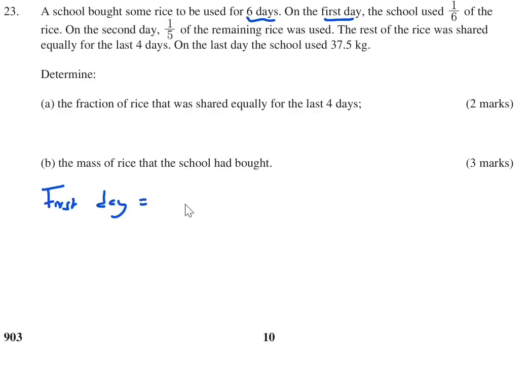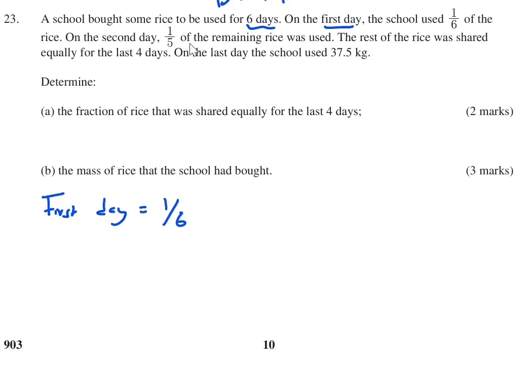First day, 1/6, and continue. On the second day, a half of the remaining. So this is of important and remaining important. So on day 2, the second day, it is 1/5 of the remainder.